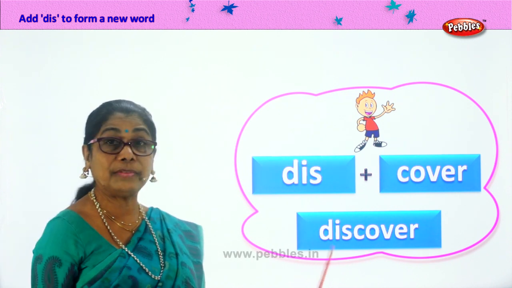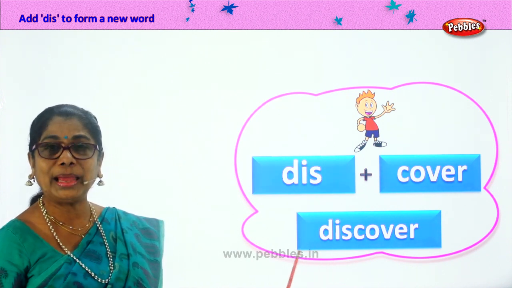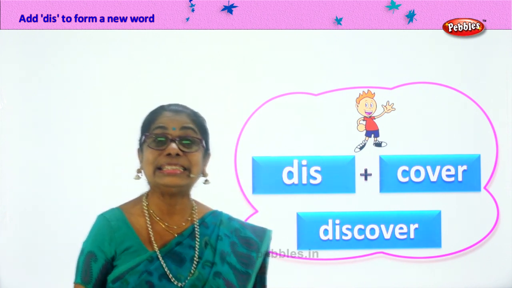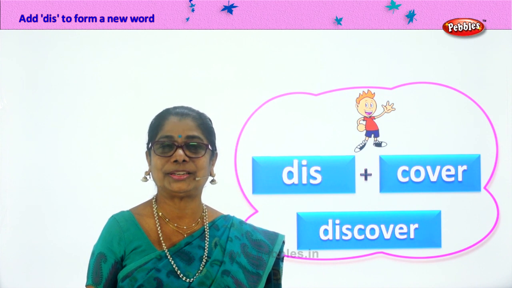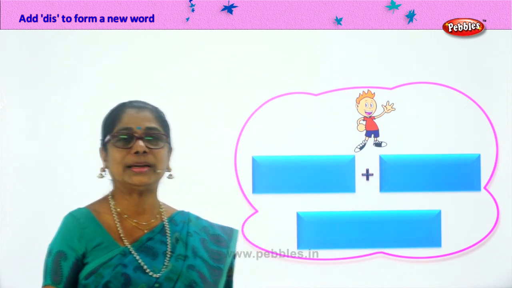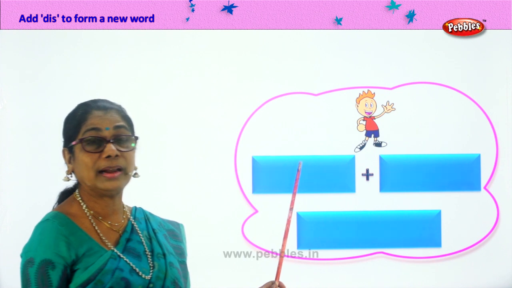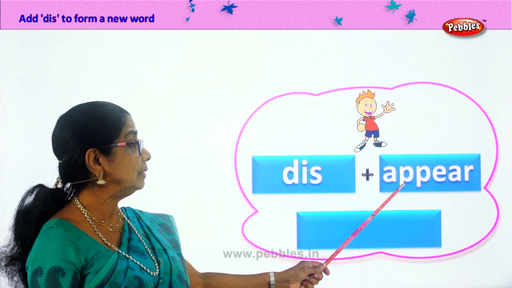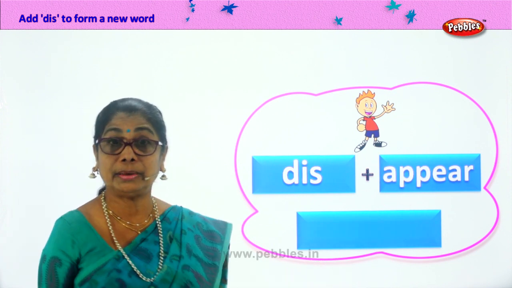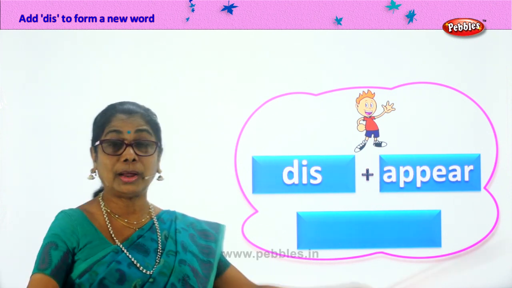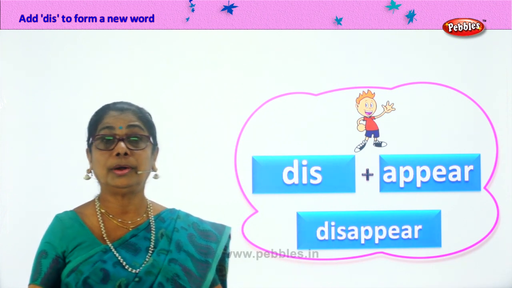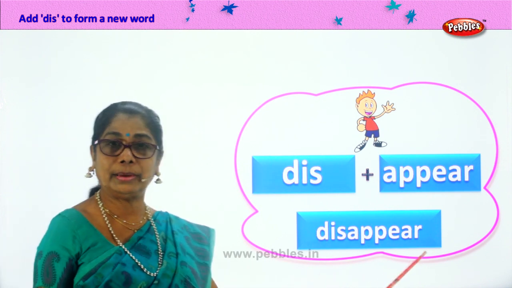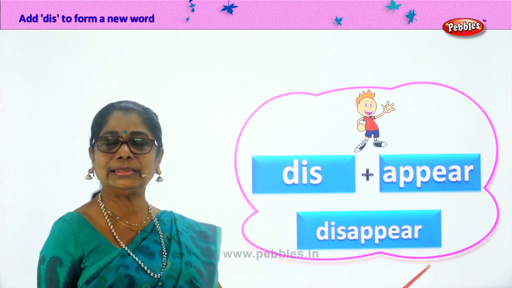This plus cover, you discovered. Many people have discovered several new things. Spell discover. D-I-S-C-O-V-E-R. Discover. Next word, we are going to place this in front. This plus appear. Disappear. Appear is to come. Disappear is just, magically, to go away. This plus appear, disappear. You can do magic and make things disappear.